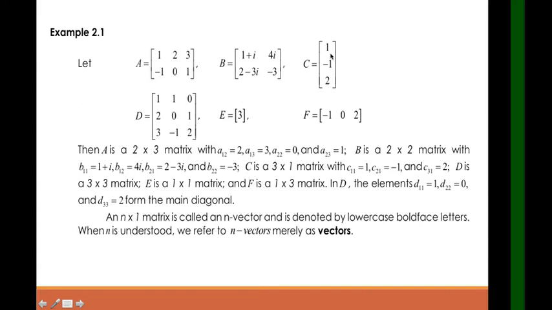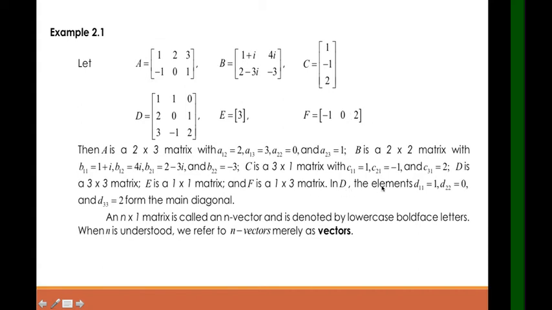The 3 means the number of rows. It has 3 rows and 1 column, with C11 equals 1, C21 equals negative 1, and C31 equals 2. D is a 3 by 3 matrix, which means it is a square. E is a 1 by 1 matrix and F is a 1 by 3 matrix: 1 row and 3 columns.